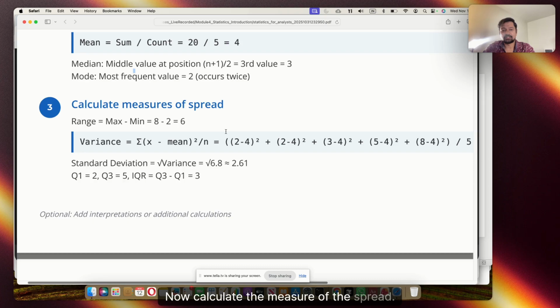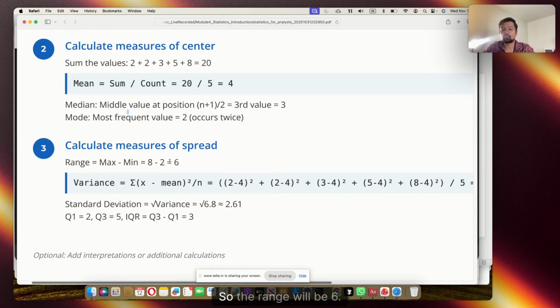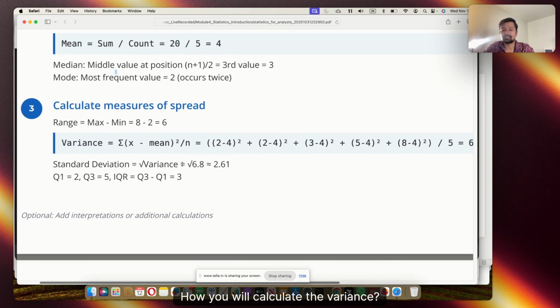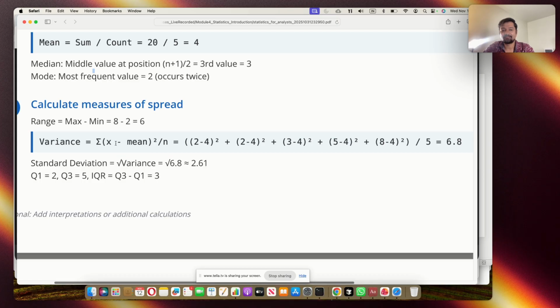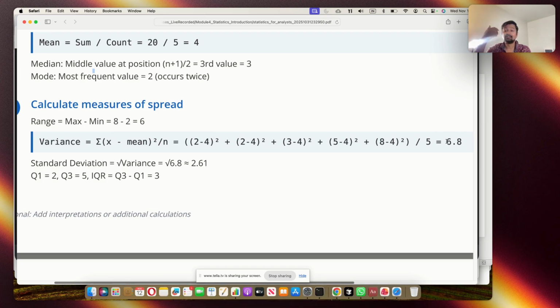Now calculate the measure of spread. How will you calculate it? 8 minus 2, so the range is 6. How will you calculate the variance? For variance, you take (x minus mean) squared, divided by n, for all the instances that you have: (2 minus 4) squared, (2 minus 4) squared, (3 minus 4) squared, (5 minus 4) squared, (8 minus 4) squared, divided by the total n, 5. If you do this exercise, you will get a variance of 6.8. 6.8 is the variance in this particular dataset. How do we compute the standard deviation? By taking the square root of the variance.